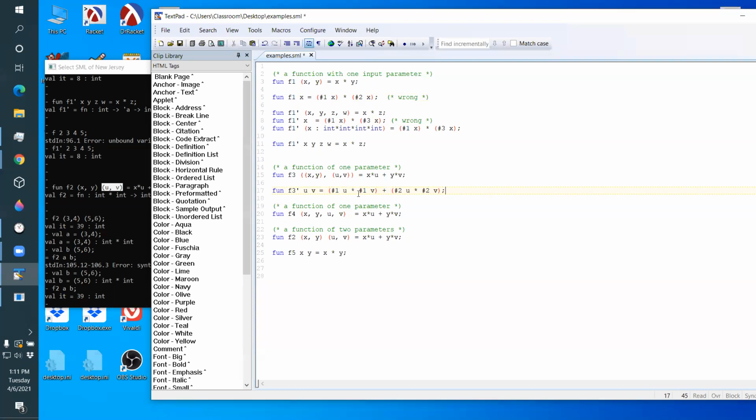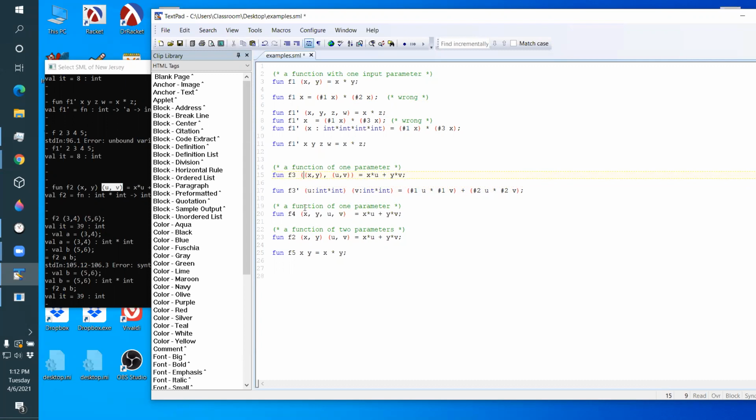But ML doesn't know that these are tuples, so then I have to go back over here and say that this is an int times int pair, and this one is an int times, well, actually, I think I should put the parentheses there. U is a pair of ints, and V is a pair of ints, okay? This is a horrible way to write ML, okay? This F3 prime is the same as this F3.